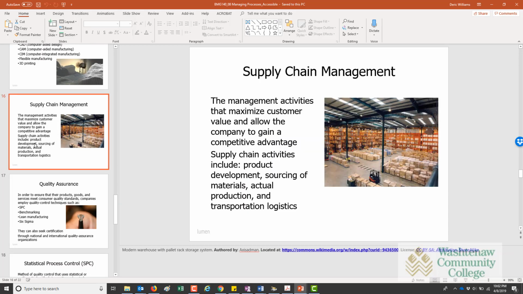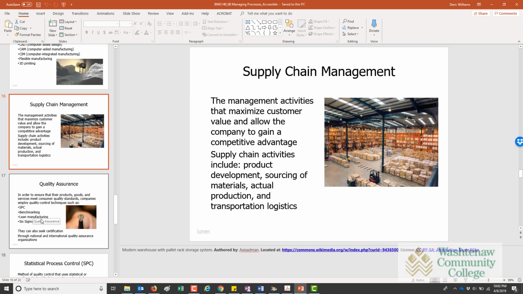I'm going to jump to where it talks about supply chain as well. Supply chain is a concentration that's in demand, especially in the 4-year market. If you're looking to transfer, Michigan State, Wayne State have excellent programs in supply chain. But supply chain is the management activities that maximize customer value and allow the company to gain a competitive advantage. How do they do that? So many different things are involved in it: logistics, purchasing, negotiating, inventory management. All of this is surrounding supply chain management.